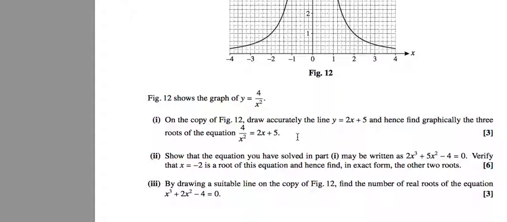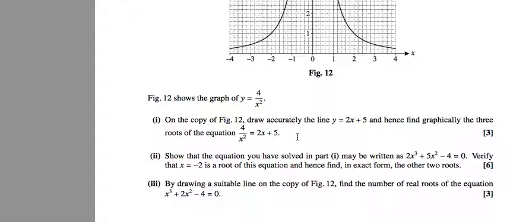We've got this little hitch, which is that there's an x squared in the division, so we need to get rid of that division by multiplying by x squared first. And then we're going to move the 4 over, because basically we're trying to make 0 the subject of this equation. Verify that x is minus 2 is a root of this equation. So we're going to put minus 2 in there and see if it gives 0. And hence find the other two roots.